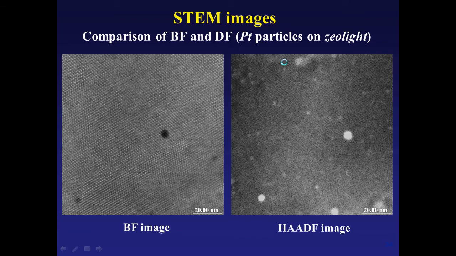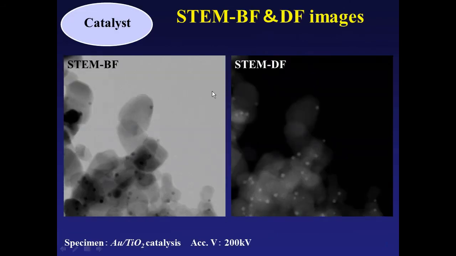And also another catalysis example here, a gold particle was distributed on titanium oxide. Here, the gold particle is a dark spot in bright field, but a white spot in dark field imaging. It's very clear.